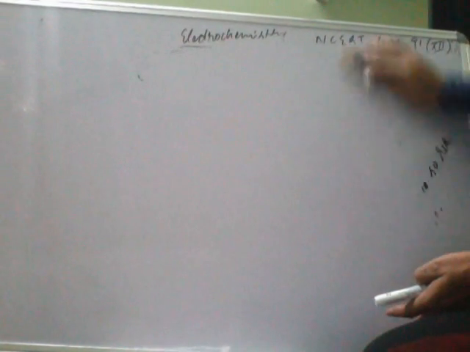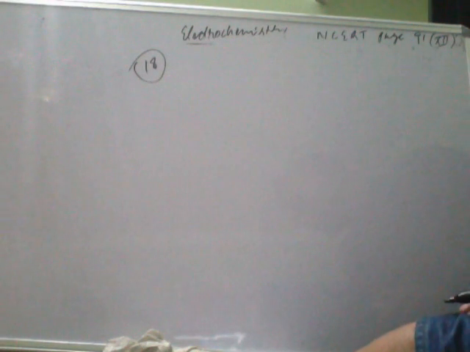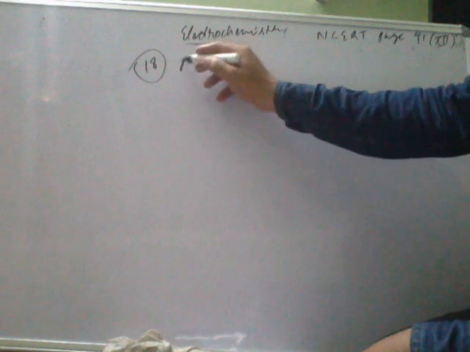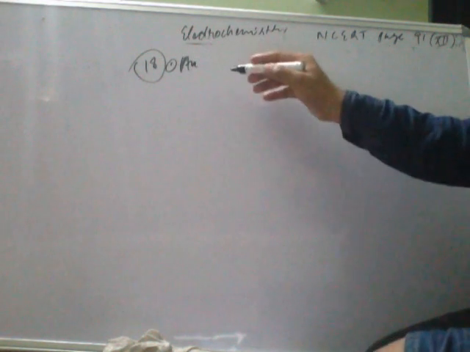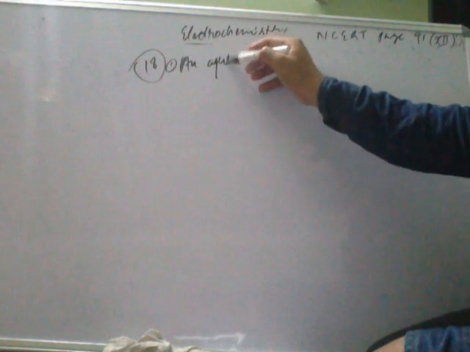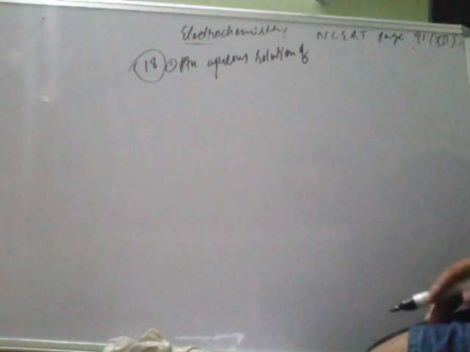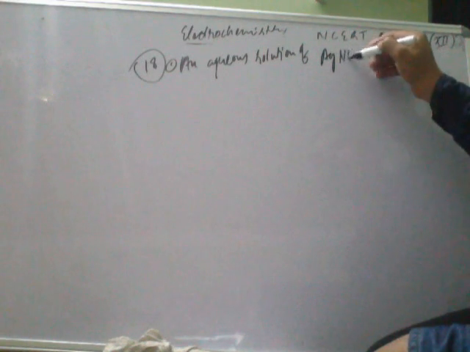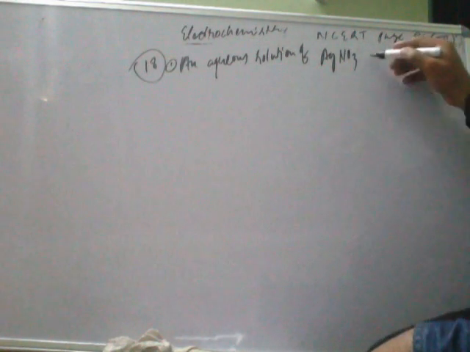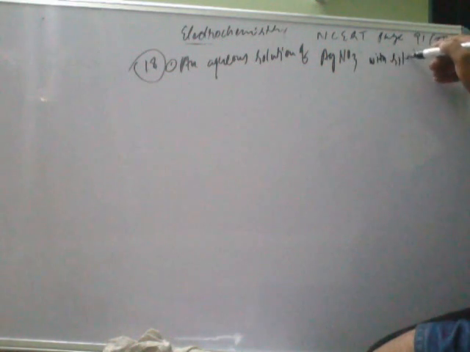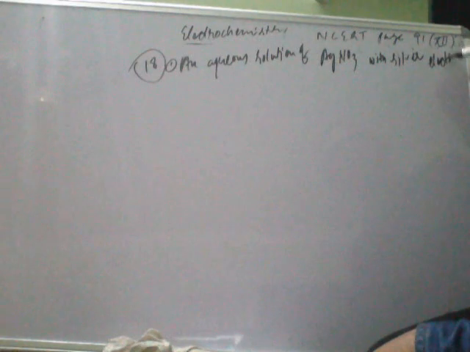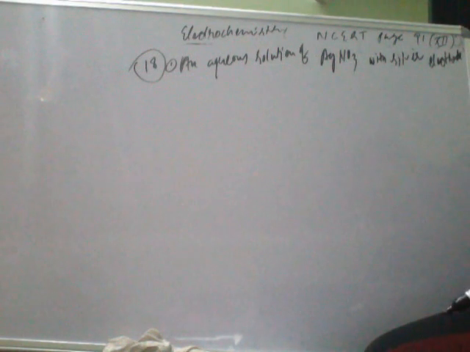Now come here, question number 18. What the question is saying is, predict the product of electrolysis in each of the following cases. First, option A is an aqueous solution of AgNO3 with silver electrodes. That means you have AgNO3 and you are taking silver as the electrode.